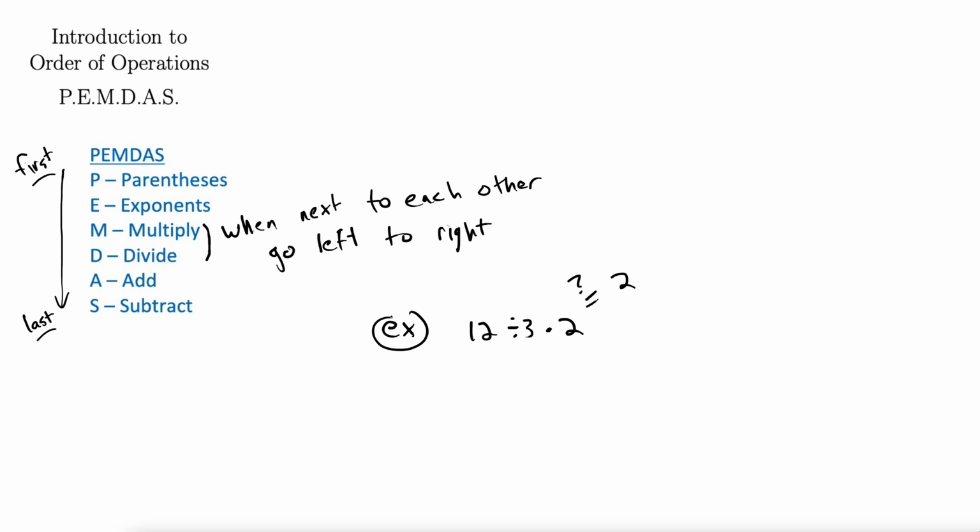Or if we went left to right, that doesn't exactly follow PEMDAS, right? That would be 12 divided by 3, which is 4, times 2, which is 8. It turns out that's the correct one. So you have to be a little bit careful with PEMDAS. When you have a multiply and a divide right next to each other, you proceed from left to right. Other than that, this PEMDAS works great. We'll get into some examples and you can see how it goes.